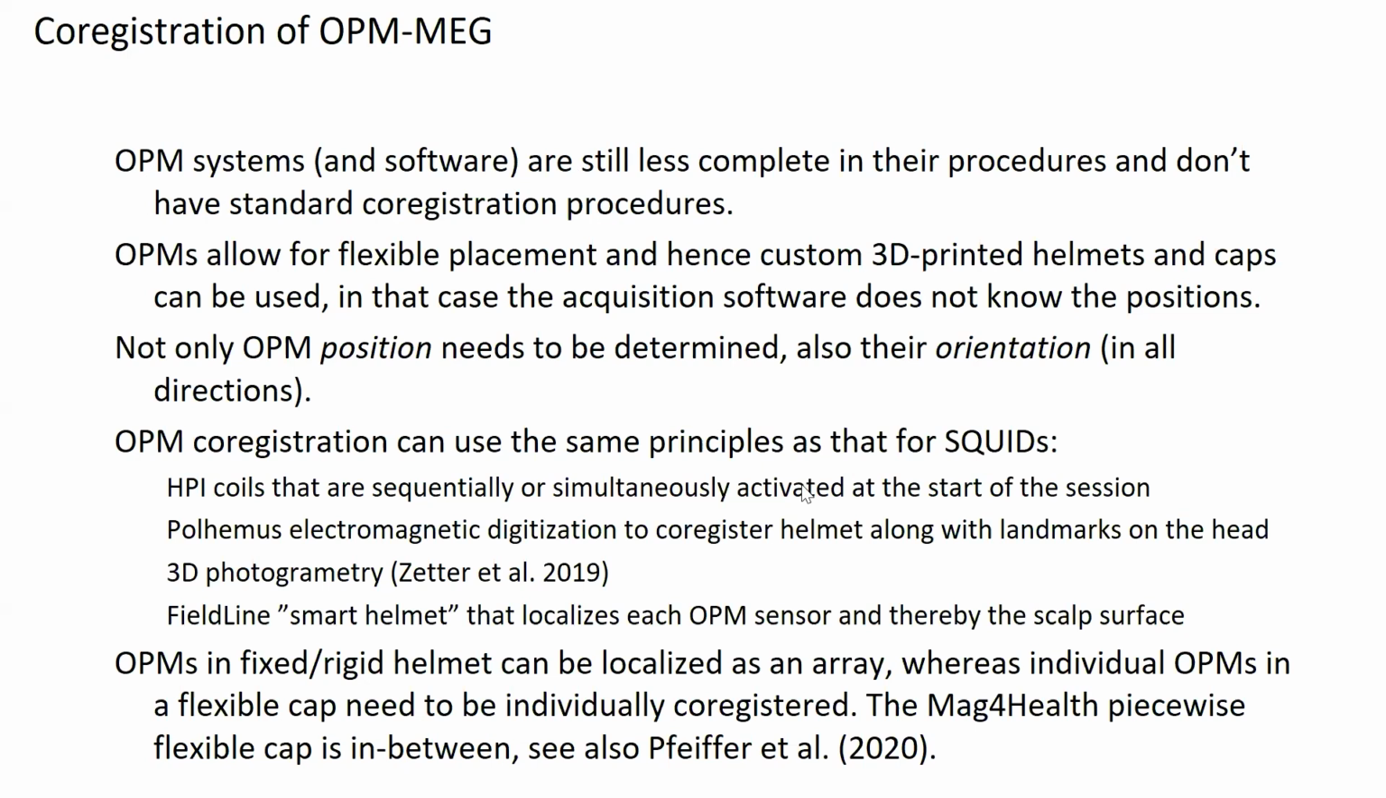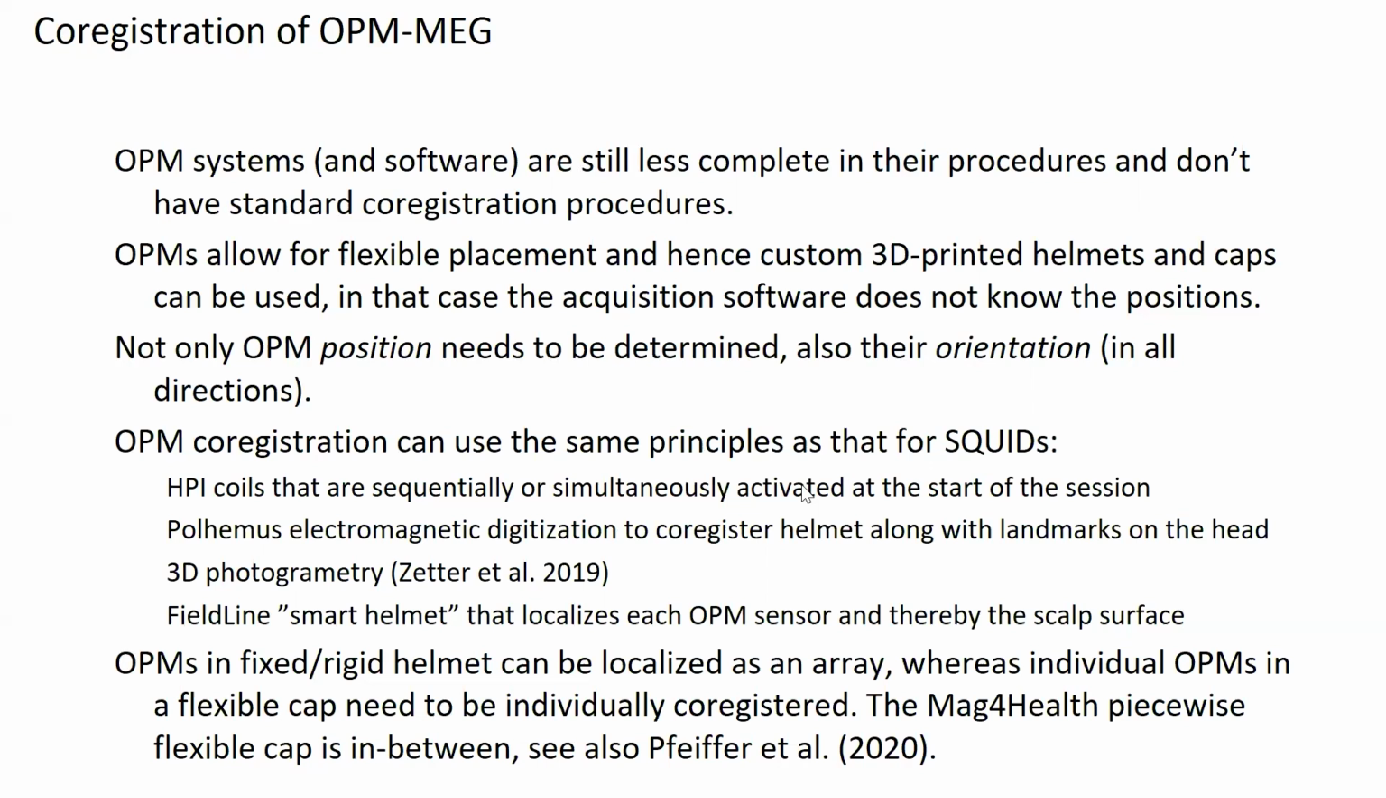OPM co-registration can use the same principles as that for SQUID, so we can use HPI coils that are sequentially or simultaneously activated at the start of a session. The Polhemus electromagnetic digitizer can be used to co-register the helmet with points on the head. A technique that we use at the Donders in Nijmegen is 3D photogrammetry. So we take a 3D scan of the face of the participant together with the front part of the helmet. And the Fieldline smart helmet localizes the OPM sensors that are touching the scalp, and as such, it not only gives the position of the sensor, but also gives an estimate of the head surface, which can also be used for co-registration purposes.